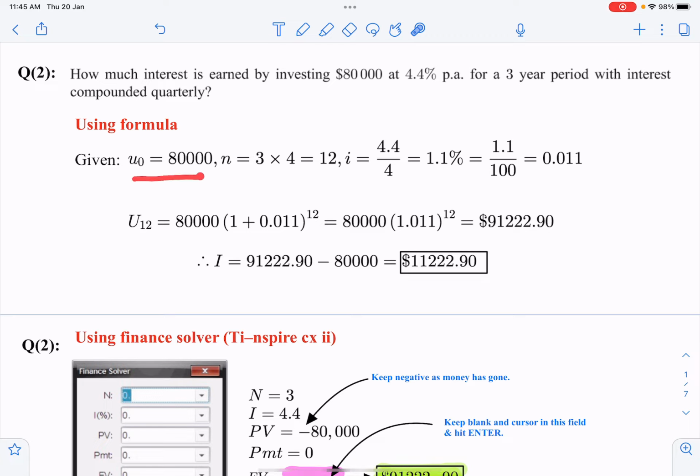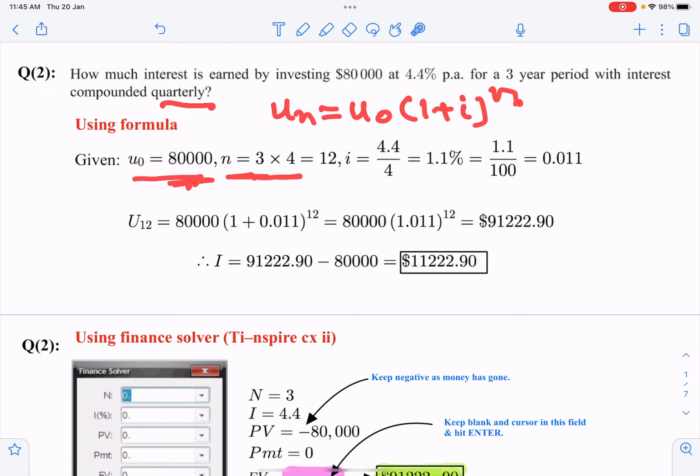So here U0 is 80,000 because the formula is Un is equal to U0 into bracket 1 plus I to the power n. In this formula U0 is 80,000, n is 3, but it will be multiplied by 4 because it is compounded quarterly, isn't it?